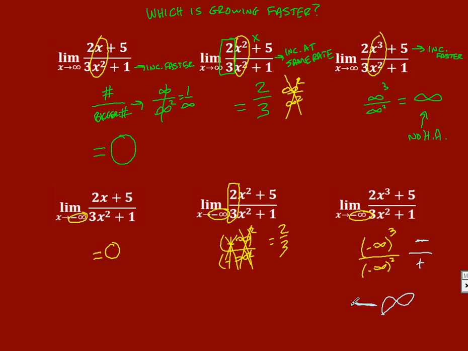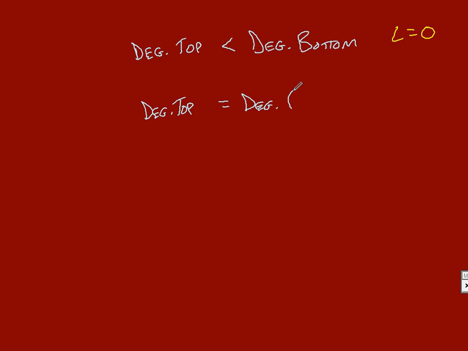So, steps you should look at. Look at the degree. If the degree of the top is less than the degree of the bottom, then we're going to say that our limit is 0, the limit as we approach infinity. If the degree of the top is equal to the degree of the bottom, then we're going to say our limit is equal to the ratio of the coefficients.